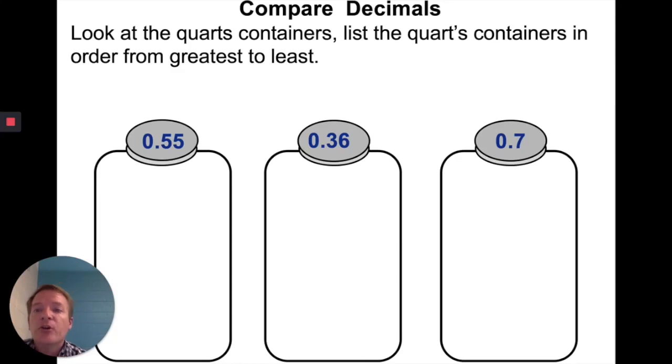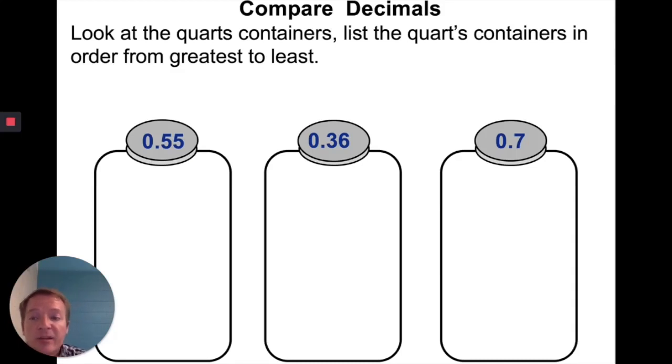All right, look at the quart containers. List the quart containers in order from greatest to least. And now this is a little trickier because you're going to be putting them in different order. Greatest means biggest, least means smallest. So we have 55 hundredths, 36 hundredths, and 7/10. Well, the first thing we need to do is make sure they all have the same place value. So on the 7, on the 0.7, I'm going to add a 0. So I have 0.70, 0.36, 0.55.